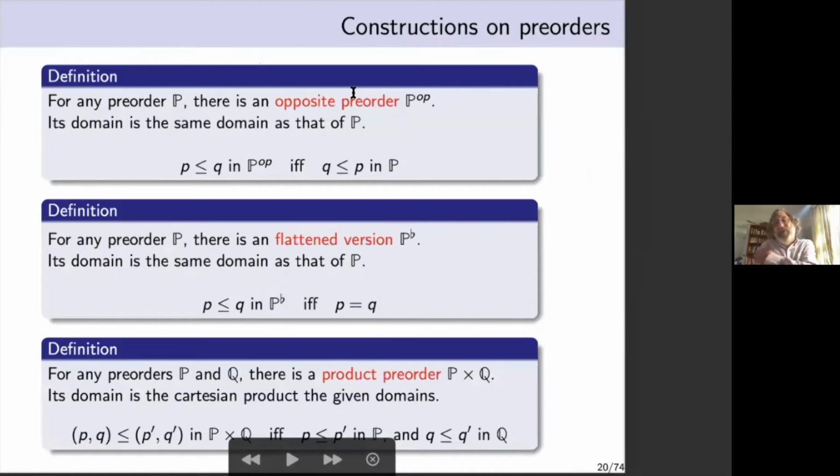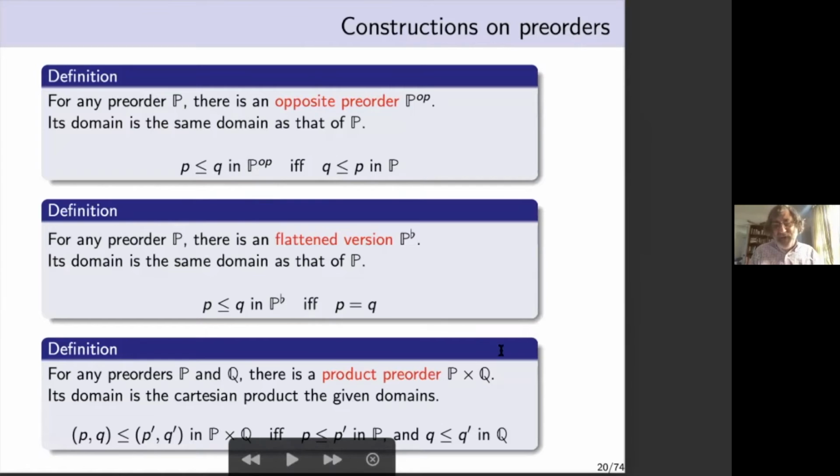And for any preorder, there's also an opposite preorder, which means you turn the preorder upside down. So P op means the opposite preorder: P is less than Q in the opposite if Q is less than P in P. So that's the opposite preorder. And not only that, there's also a flat version. If you take a preorder and you flatten it, you declare the only interesting inequalities in the flat version are the equalities. So P is less than or equal to Q in the flat version if and only if they're absolutely equal. So the picture of it would be flat. There would be nothing above anything else.